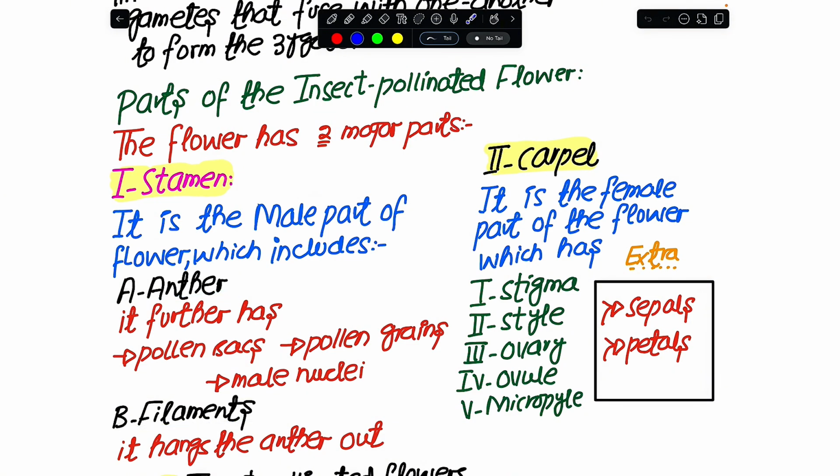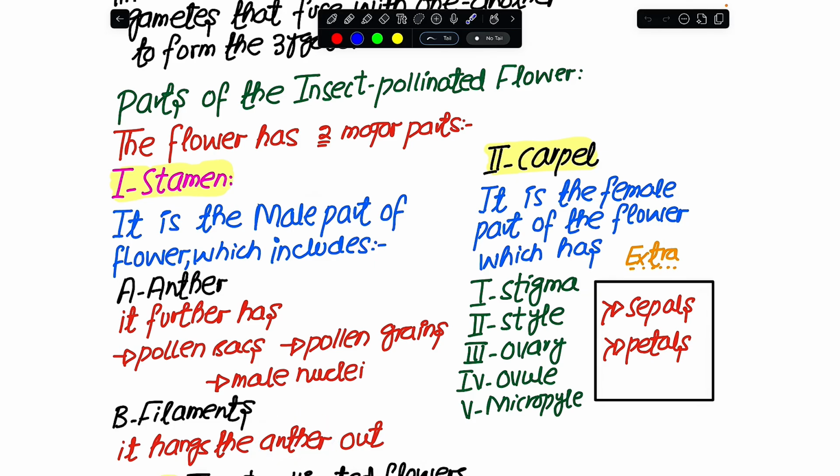In the anther, we would further have the pollen sacs, and in the pollen sacs, we will have the pollen grains, and the pollen grains would have the male nuclei in them. This male nuclei would be made in the anther with the help of the meiosis process, where the parent cell would divide to make four daughter cells, such that the number of chromosomes would be reduced to half in them. Along with the anther, we have the filament, and the role of the filament is that it would hang or cause the anther to protrude outward.